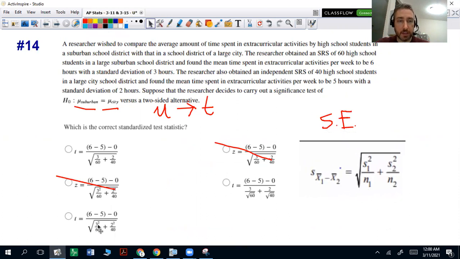And so it's going to be this C one right here, right? It's going to be 3 squared over 60, 2 squared over 40, because this just has 3 and 2, and this has the square root on the bottom. So, we can rule the other ones out. Probably could have even done this without reading the entire problem.